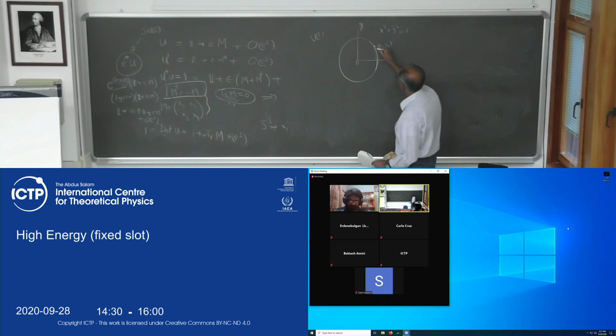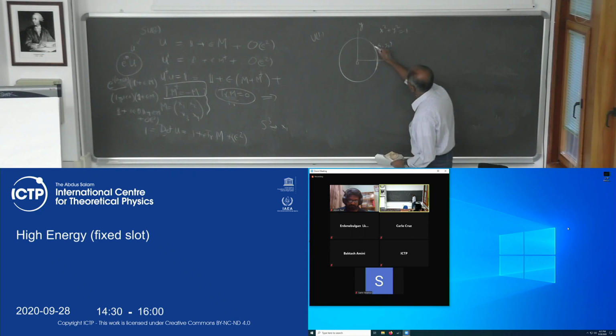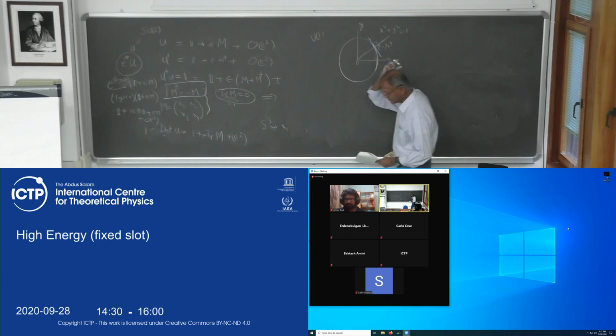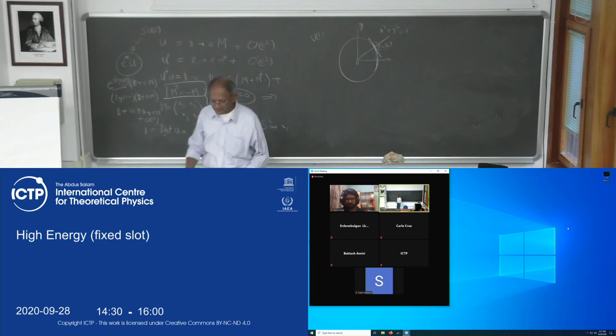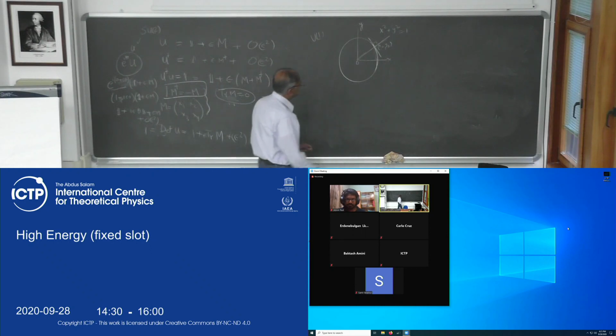Now look at what the tangent is. At this point you can draw two special lines. One is the radial direction, just a straight line from the origin. The other is the tangent direction. These two are perpendicular to each other. That's a radial direction and that's a tangential direction. So what is the meaning of tangential direction?